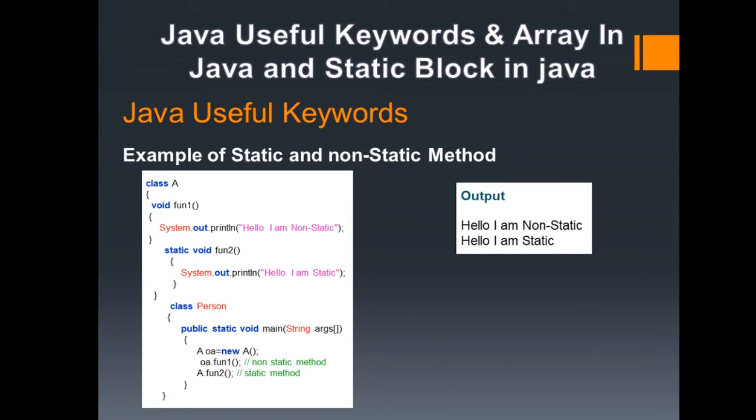Example of static and non-static method. Here we have class A, which has a method void fun1, which prints the value "hello I am non-static", and again this is the static method void fun2, which prints the value "hello I am static". And in the person class, again, public static void main(String[] args), we can create the object of the class, and after that call the static method. Now the output would be "hello I am non-static" and "hello I am static". Please note this example. It is a very important example.